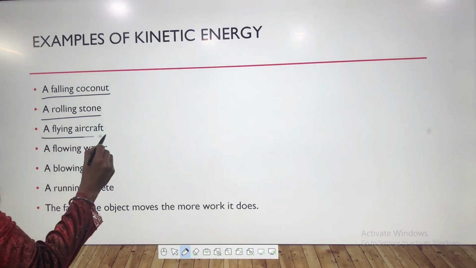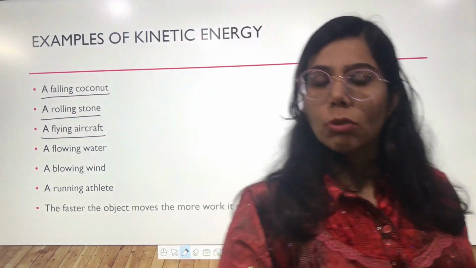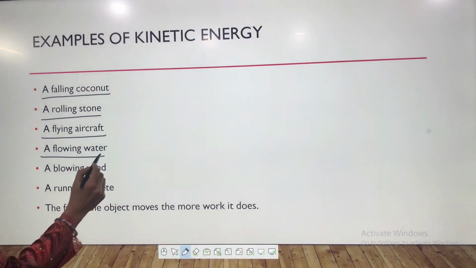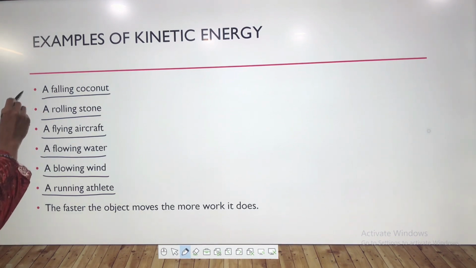A flying aircraft is moving in the sky, so it is in motion and possesses kinetic energy. Flowing water is moving, so it is in motion and also contains kinetic energy. Blowing wind is also in motion, so it will have kinetic energy. A running athlete is moving, so is in motion. So in all these examples, all the objects possess kinetic energy.